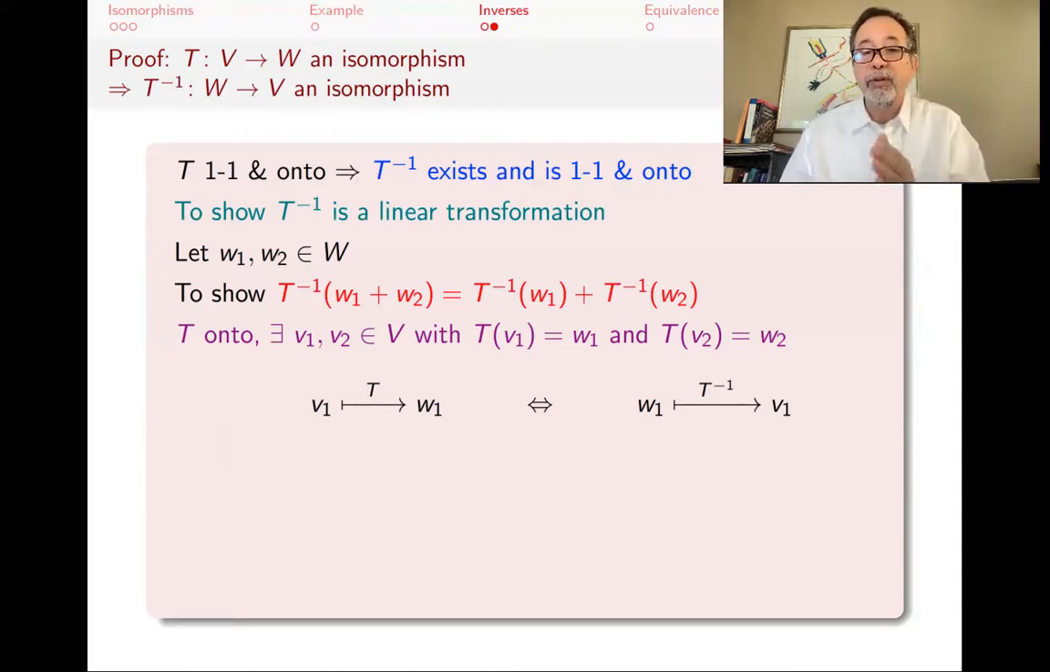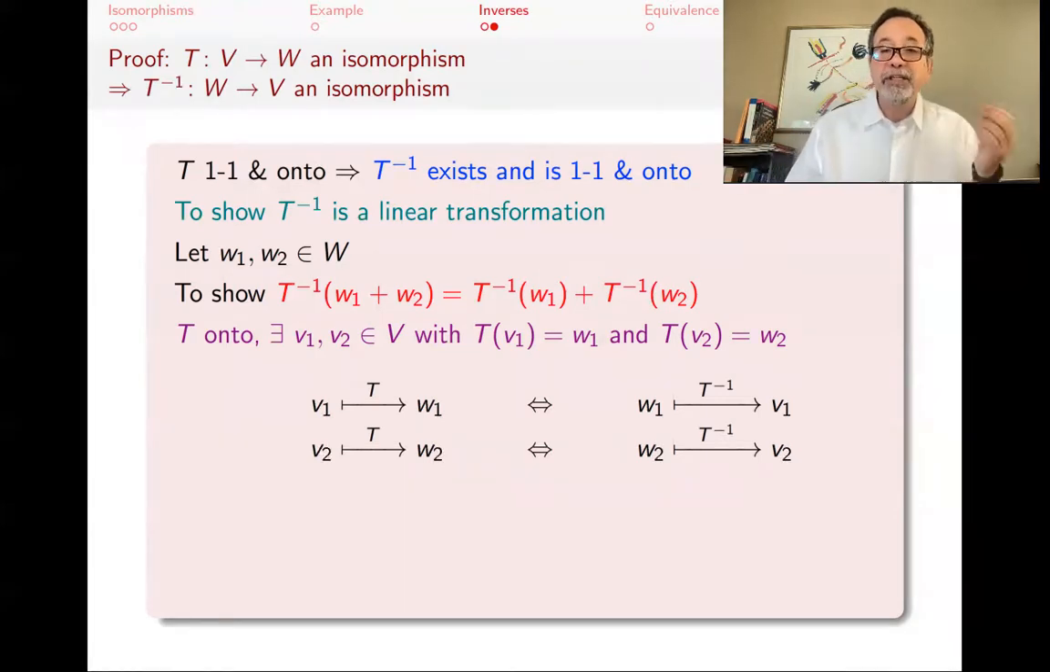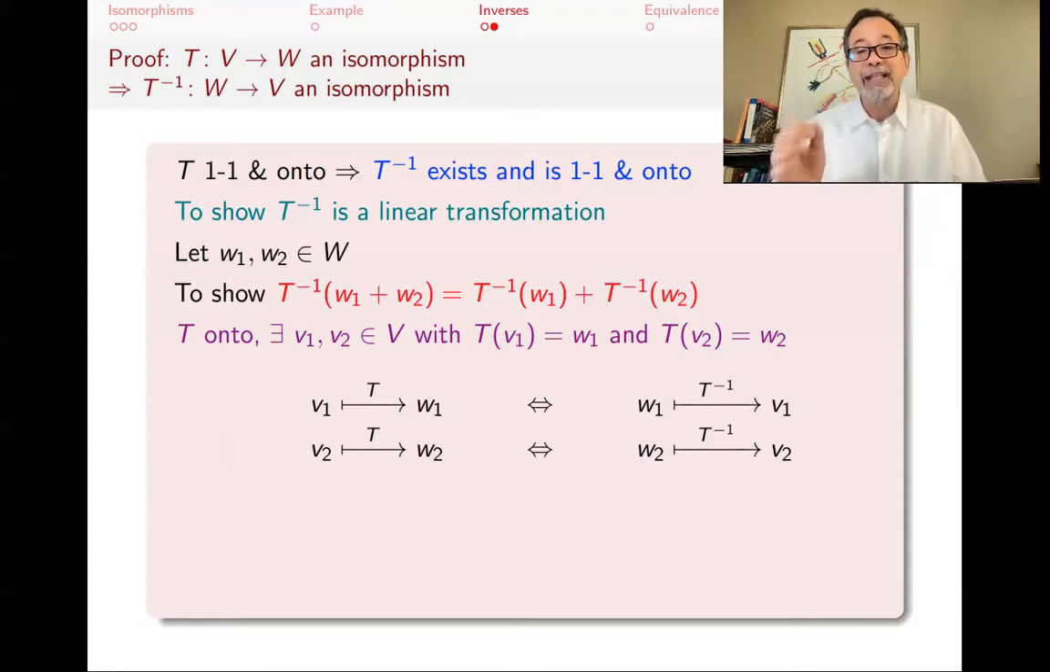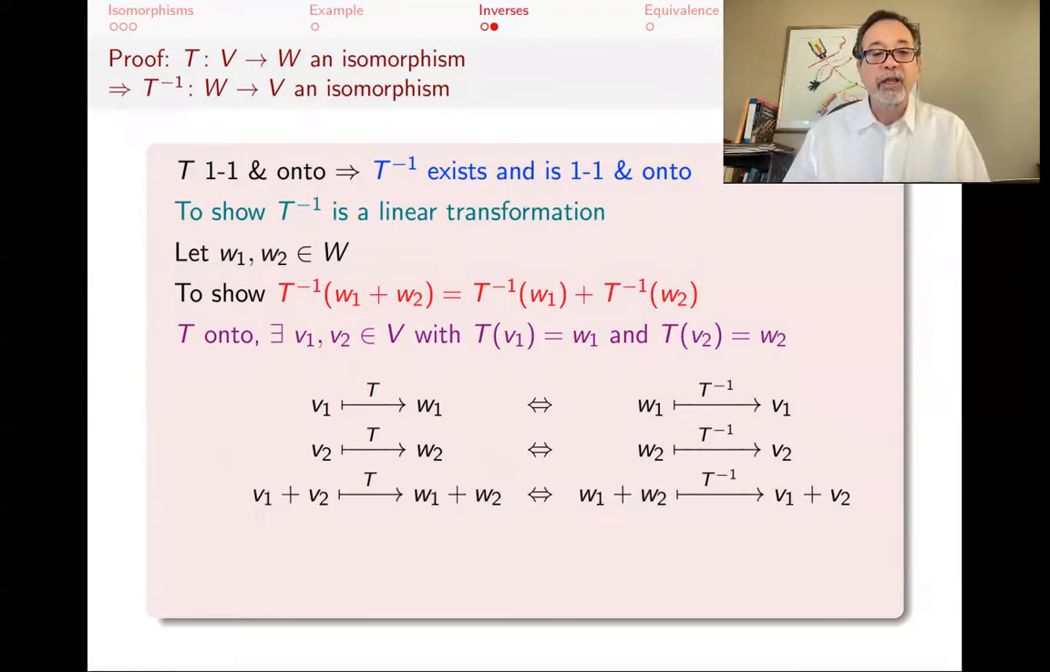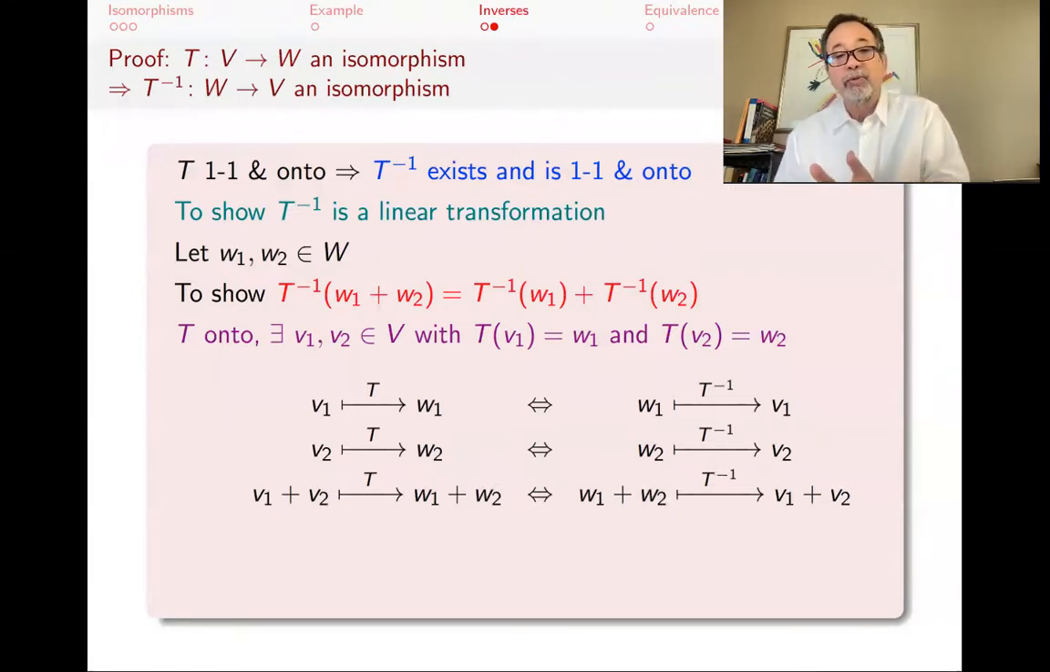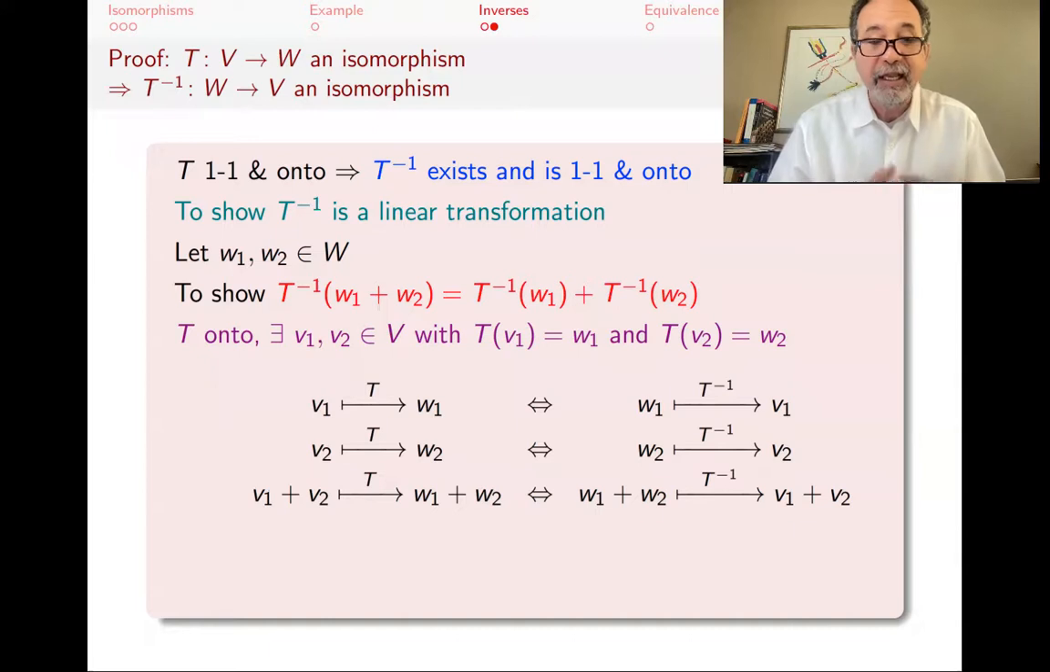T sends V1 to W1, so T inverse will send W1 to V1. Likewise, T sends V2 to W2, which is the same as saying T inverse sends W2 to V2. Now where does V1 plus V2 go? Well, it goes to W1 plus W2. Why? Because T is a linear transformation.